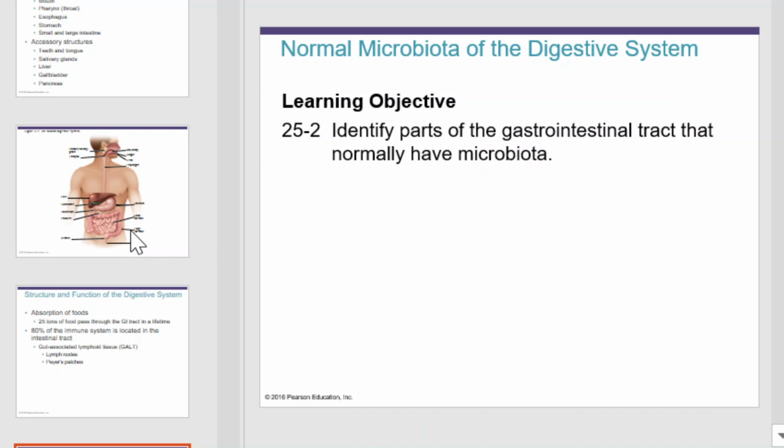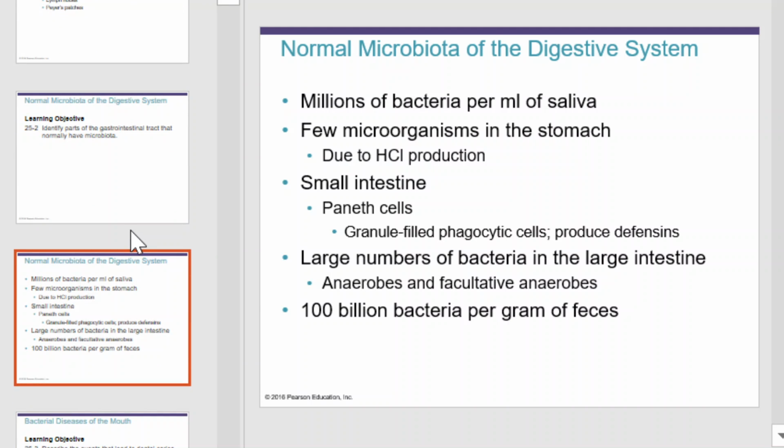The normal microbiota of the digestive system contains millions of microorganisms. There are millions of bacteria per mil of saliva, few microorganisms in the stomach due to hydrochloric acid production, while in the small intestine, Paneth cells, which are granule-filled phagocytic cells that produce defensins, limit microbial growth there.